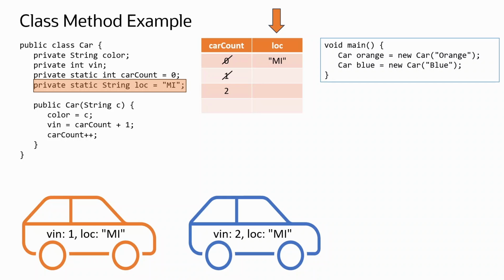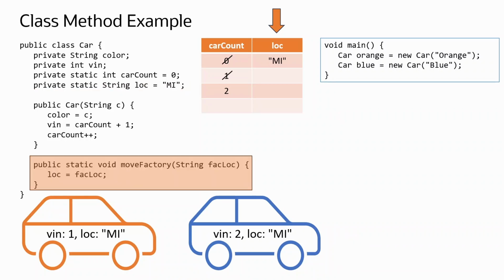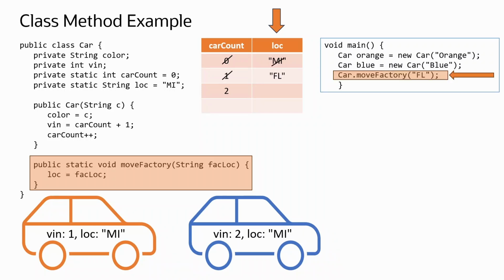Consider this example of the car class that has two class variables, car count and loc. If we wanted to update the location of the factory, we could include a class method, moveFactory, that takes in the new factory location. To call this moveFactory method, we would call it on the class. So Car is the name of the class, .moveFactory, and then pass it the string for the new location, in this case FL for Florida.